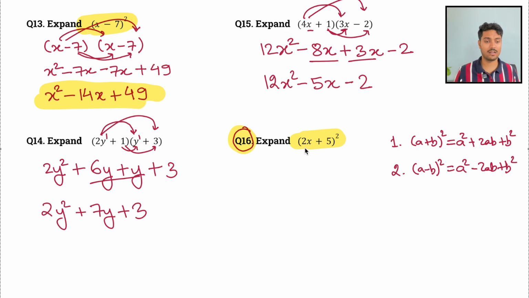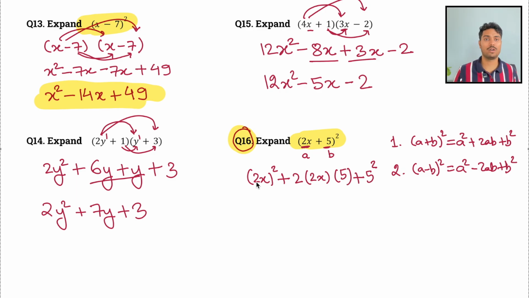So first we have to understand the first term 2x is our a and the second term 5 is our b. So it says a square, so (2x) whole square plus 2a, that is 2x, multiplied by b, 5, plus b square, that is 5 square.